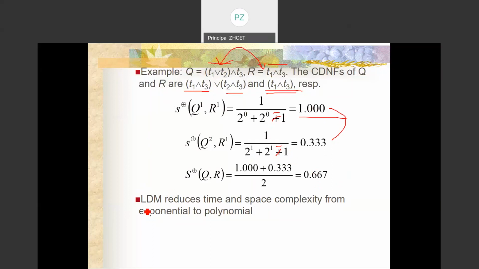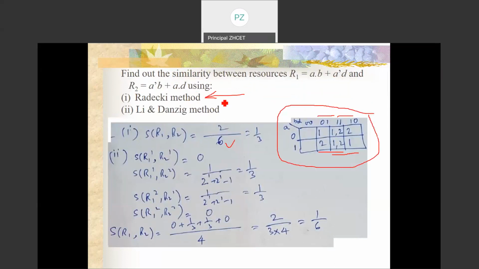Just hold on. Lee and Danzig measure reduces time and space complexity from exponential to polynomial. Exponential because canonical sum of product form was required. And polynomial because the canonical sum of product form is not required, only the sum of product form will do. Right? So let me take this example, which we've already evaluated using Radecki method. Now we want to do it using Lee and Danzig method.